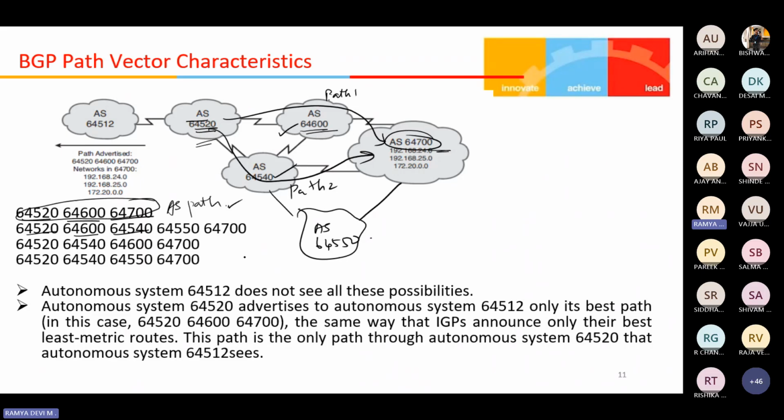It even simplifies the route selection for downstream autonomous systems. If this wants to select the path, it can directly pass to this, or even 64512, instead of moving through multiple paths. If it is advertising this information to 64512, it will directly pass the information. If it wants to send packets to 64700, it will directly send the packets to this autonomous system so that it reaches 64700. That is the advantage.